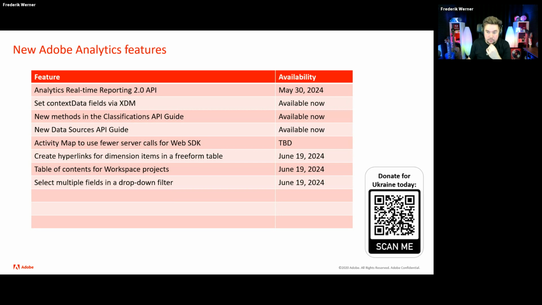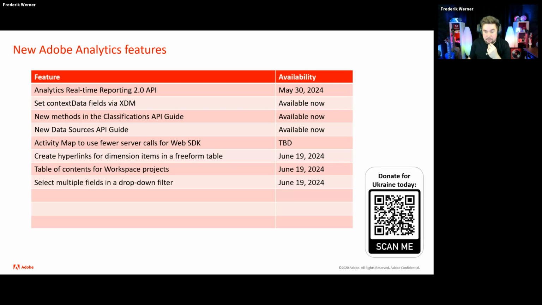Then, as mentioned before, there are some new methods in the classifications API guide and also a new data sources API guide. So there's a lot of new documentation and a lot of updates to the APIs, which is super cool because those are super important to some customers.